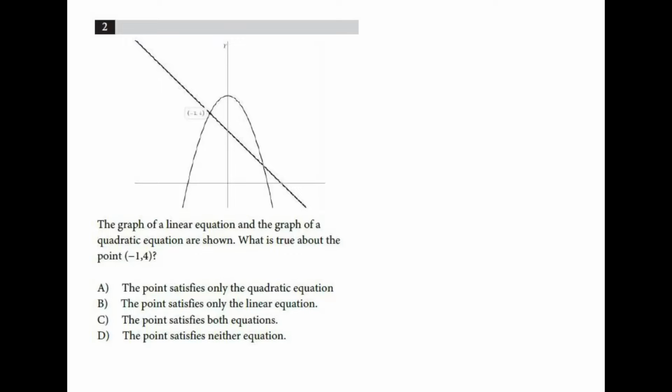Here's a line crossing a parabola, and the line crosses the parabola at 2 points. That means that those 2 points are on both the line and on the parabola. Another way of saying that is that they satisfy both equations.